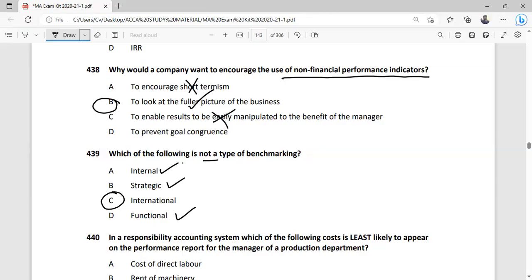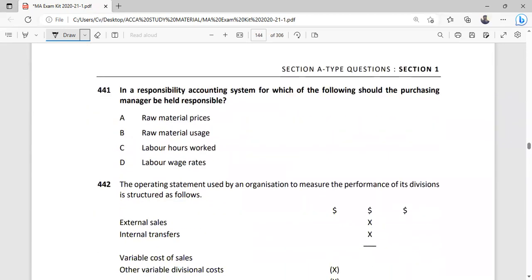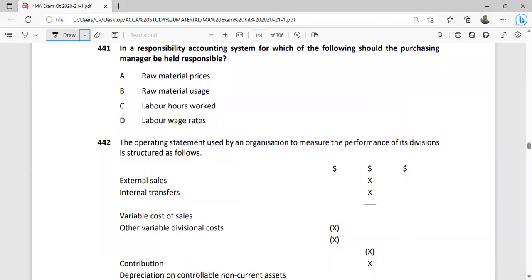In a responsibility accounting system, which of the following costs is least likely to appear on the performance report of the manager of a production department? Least likely. Cost per direct labor hour is relevant to the production department. Rent of the machinery, repairs of the machinery and cost of material used. Rent of the machinery is not relevant to the performance of the production department. It is not the responsibility of the production department manager. You can say it is the responsibility of, like, the administration department.